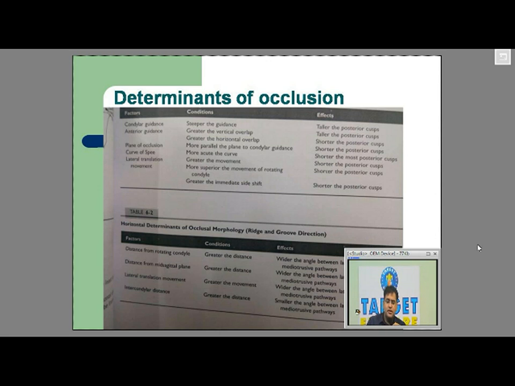Now, next question, you might find it boring, but at least 2 to 3 questions were asked out of this table. Again, exact questions cannot be reproduced because the options were quite long. So please learn this table properly. It shows vertical and horizontal determinants of occlusion. So the vertical determinants of occlusion are condylar guidance, anterior guidance, plane of occlusion, curve of Spee, and lateral compensating curves.